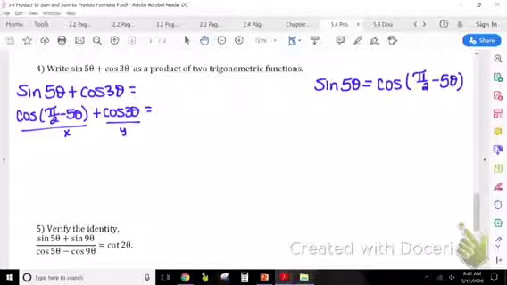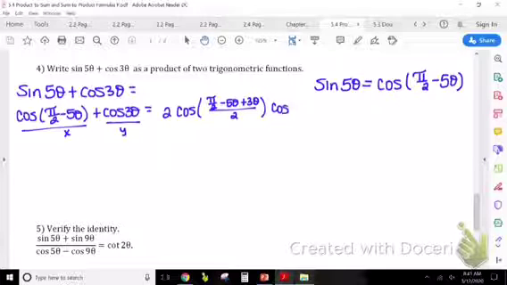We're going to have 2 times cosine of x plus y all over 2. So it's going to be pi over 2 minus 5 theta plus 3 theta all over 2, times cosine of x minus y all divided by 2. So it's pi over 2 minus 5 theta minus 3 theta all over 2. And then we're just going to simplify that.